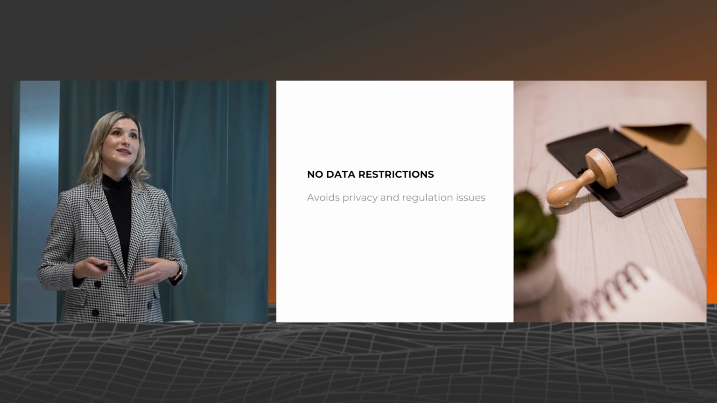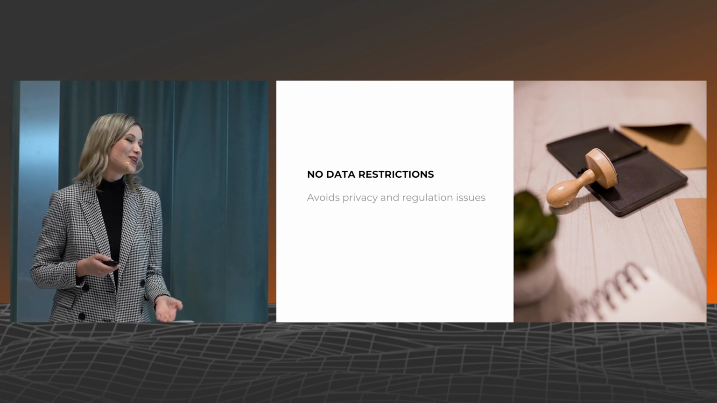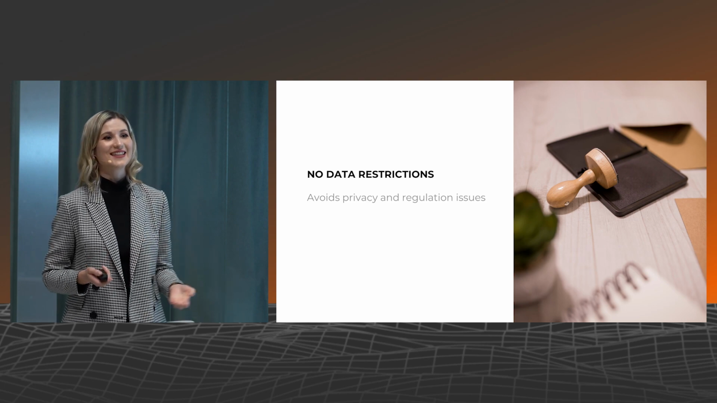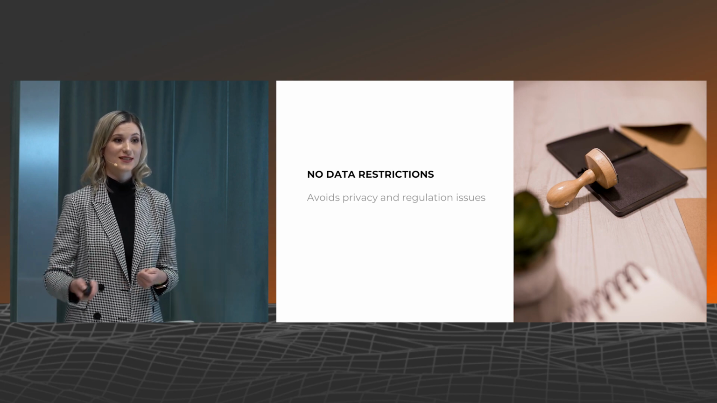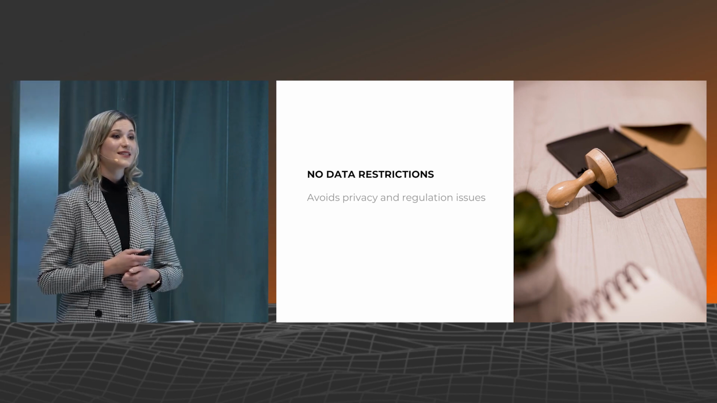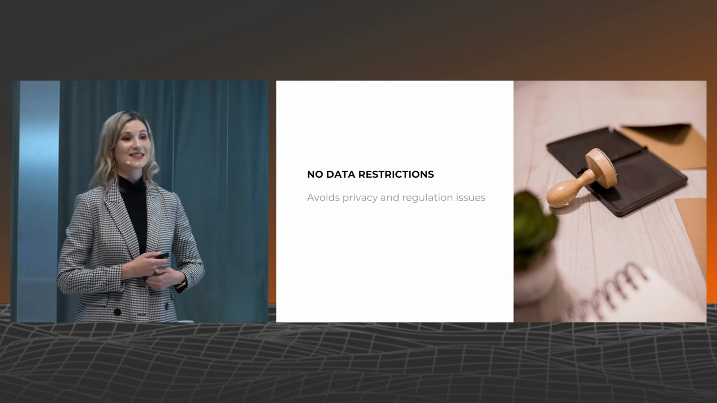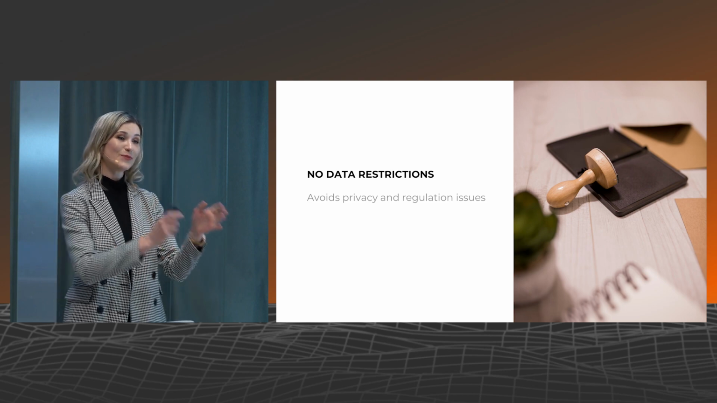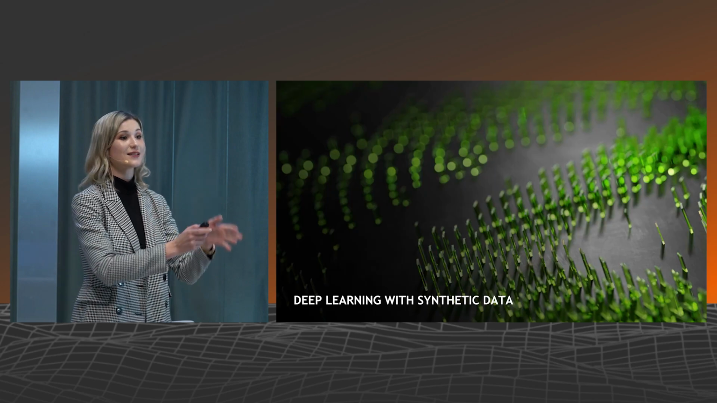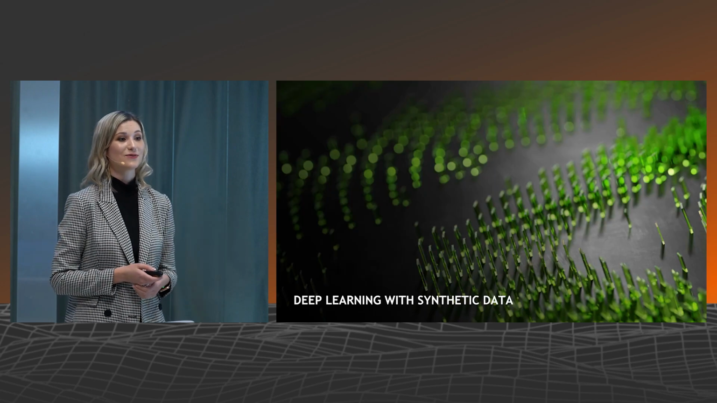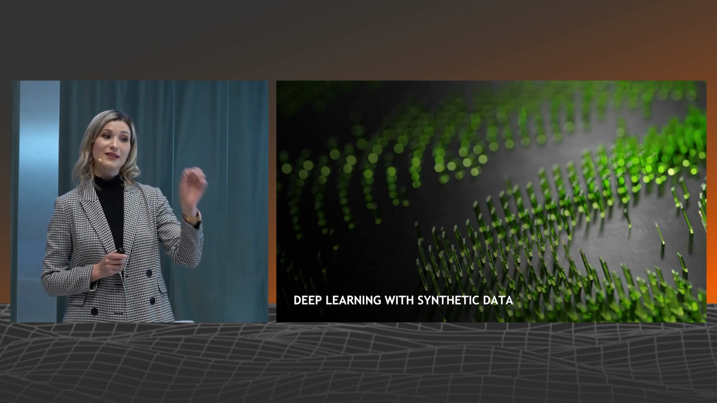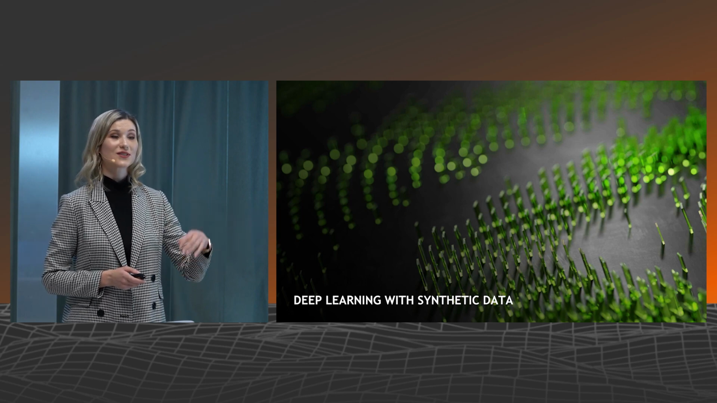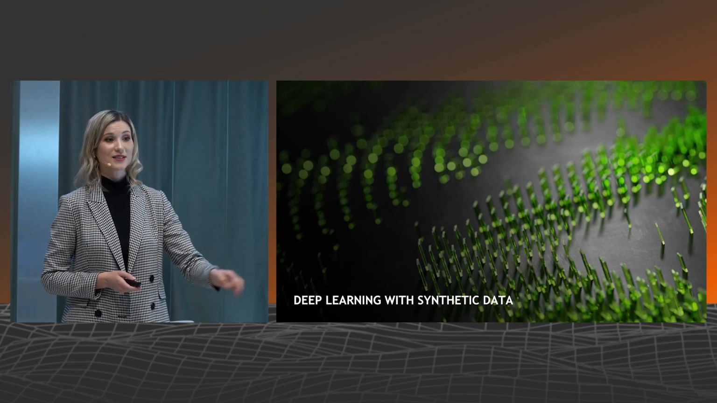So now I think I managed to convince you, hopefully, that synthetic data is good. So let's see how deep learning with synthetic data works. But first, let's see how typical deep learning works, just for comparison. In typical deep learning, you collect thousands of images of, in this example, cats and dogs. The labelers draw bounding boxes or segmentation masks around the objects.